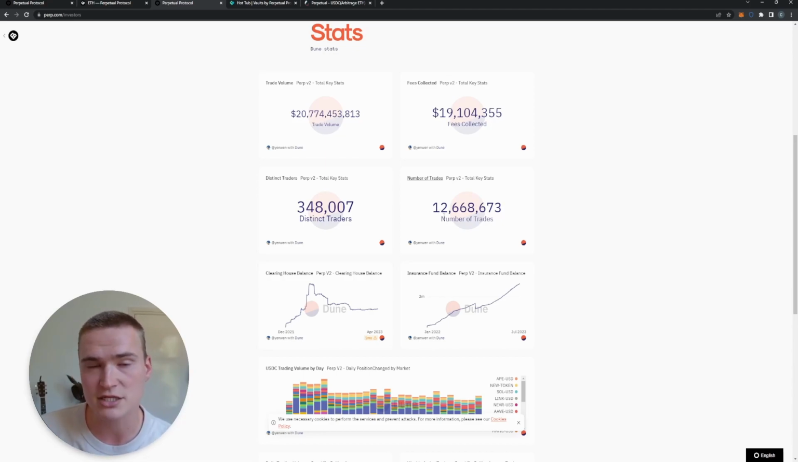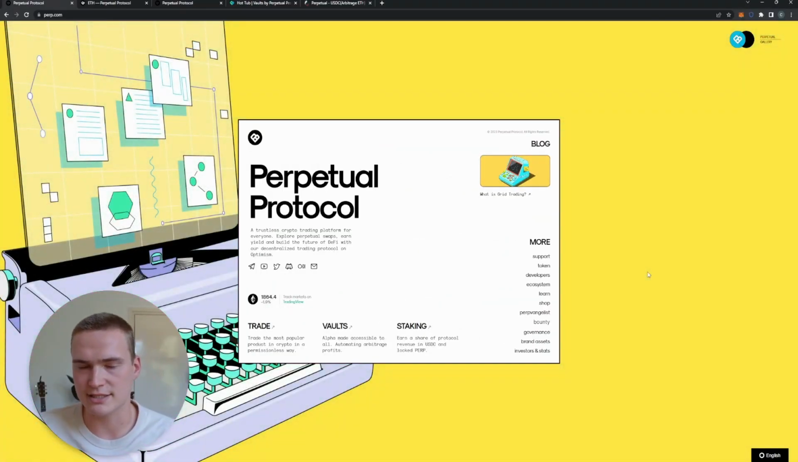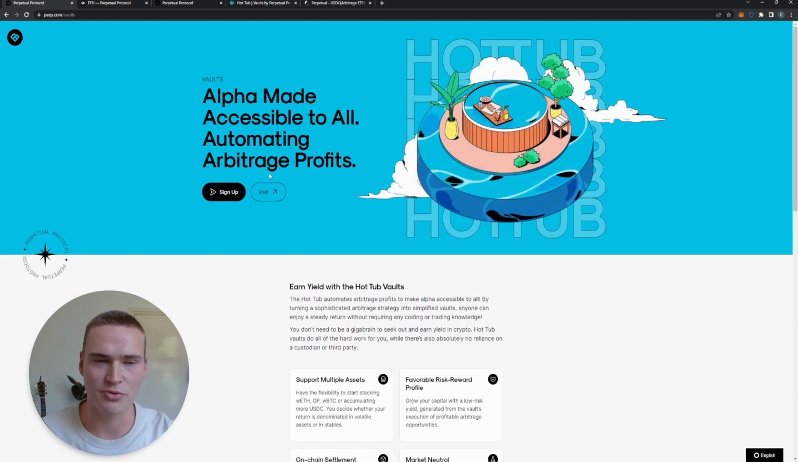But now let's talk about arbitrage trading on Perpetual Protocol. To briefly get back to the website, like I said, all the links will be down in the description. If you go to perp.com, which is probably the first link down in the description, and you press vaults, you will get to this website right here. And those are the vaults. The hot tub vaults are a different name for this specific feature.